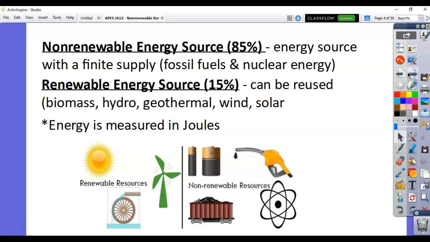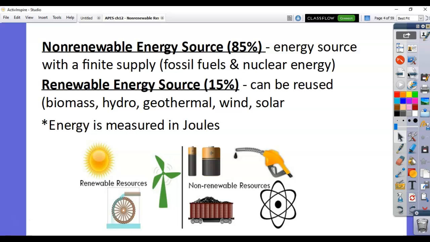So the first thing we're going to talk about: non-renewable and renewable energy resources. We talked about these a little bit at the beginning of the year. So non-renewable, finite supply, limited supply. What are some examples of those? Fossil fuels and nuclear energy. So any type of fossil fuel that we talk about, whether it be coal or gasoline or natural gas, we'll talk about all of those.